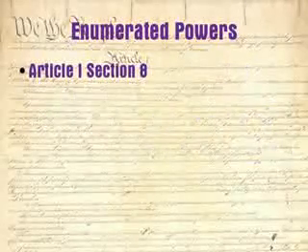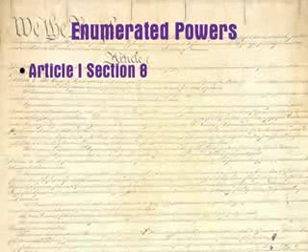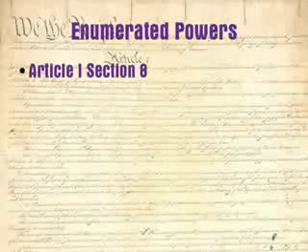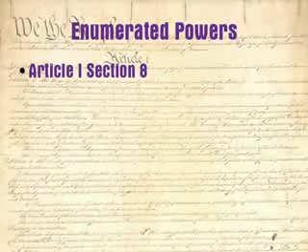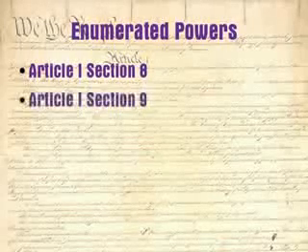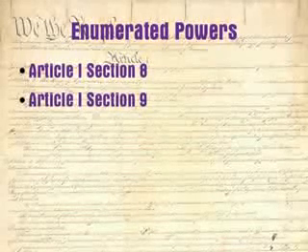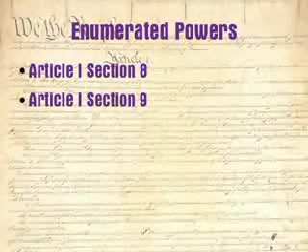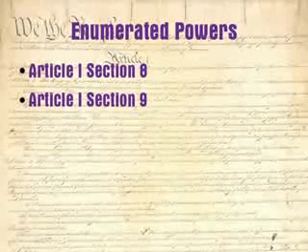The enumerated powers of Congress are listed in Article 1, Section 8. This is a list of 18 powers granted to the federal government. So Article 1, Section 8 defines all of the things the federal government has the power to do. These powers are restricted by Article 1, Section 9. This prevents the government from doing things such as restricting habeas corpus or making an ex post facto law.